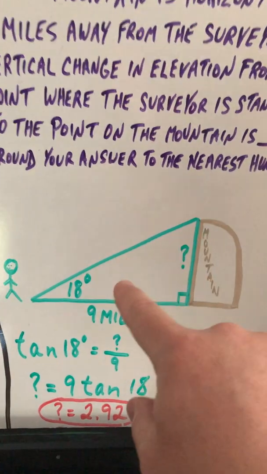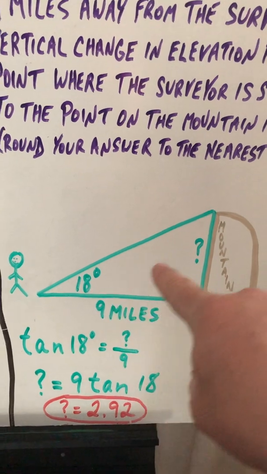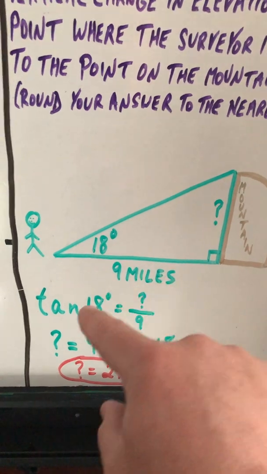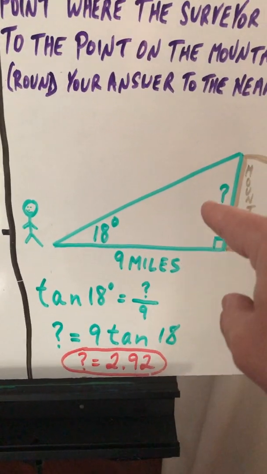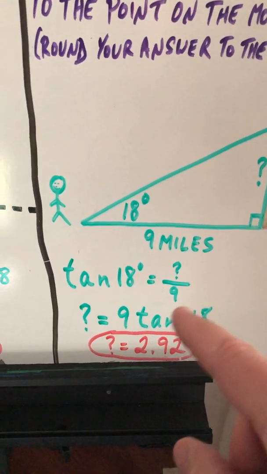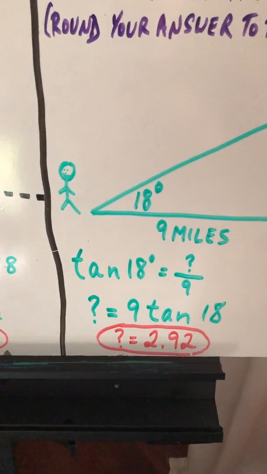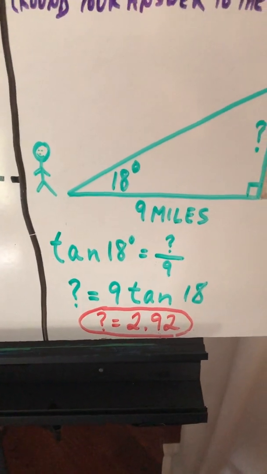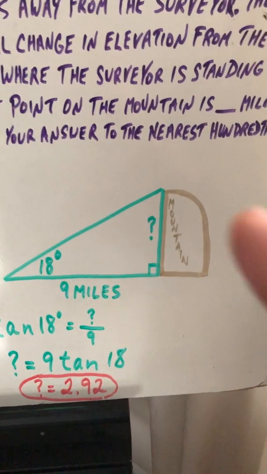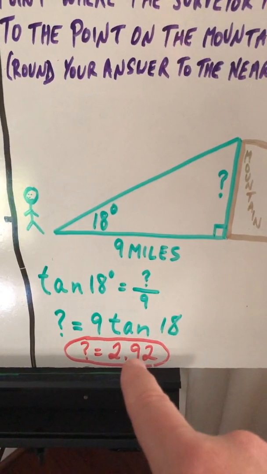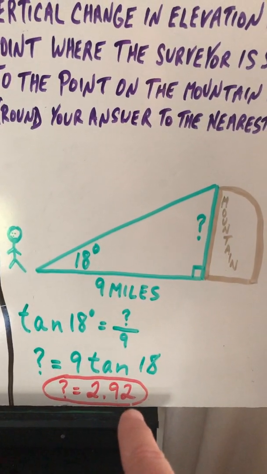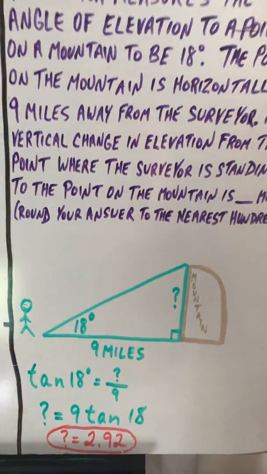Anyway, so here's 18 degrees. Here's opposite and adjacent. So what function am I going to use? Tan. Tan 18 equals question mark over 9. Cross multiply, I get 9 tan 18. Do that on your calculator and you'll get 2.92. And to the nearest hundredth, make sure you give 2 decimal places. If you don't give the correct 2 decimal places after the decimal, it's going to be wrong.